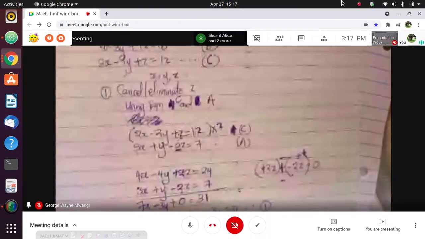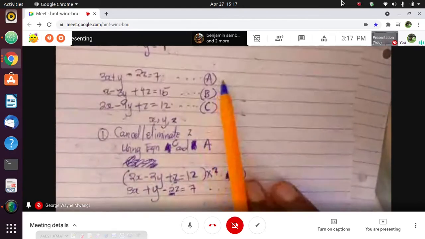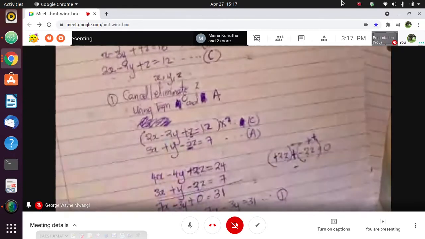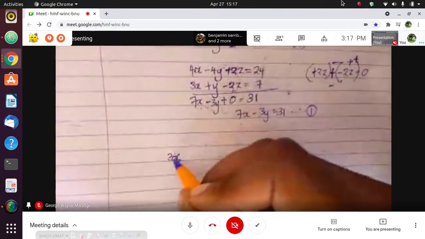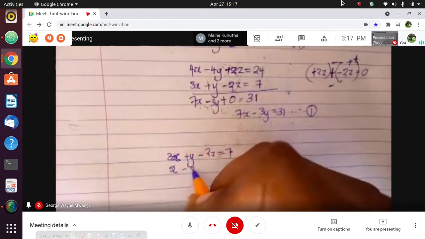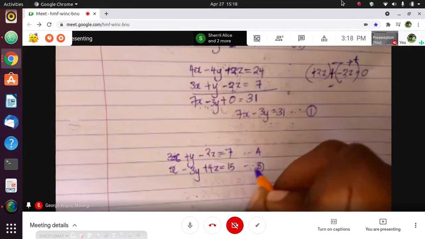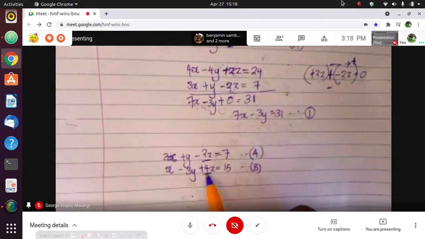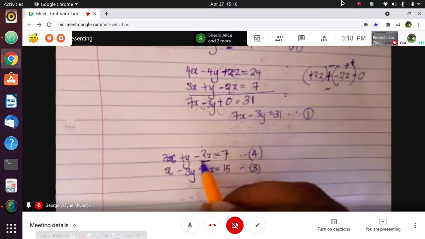Now we will do the same thing to get another equation with two unknowns. We used C and A to get the first equation. Now we will use A and B to get another equation. So we write down equation A: 3x plus y minus 2z is equal to 7. X minus 3y plus 4z is equal to 15. This is equation B. We are still eliminating z, because we want to find another equation with two unknowns x and y. So now let us eliminate z in this case.